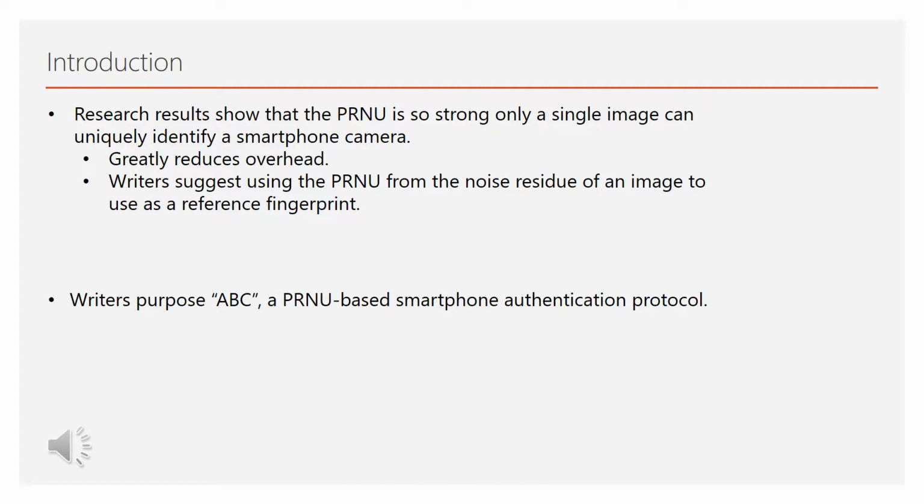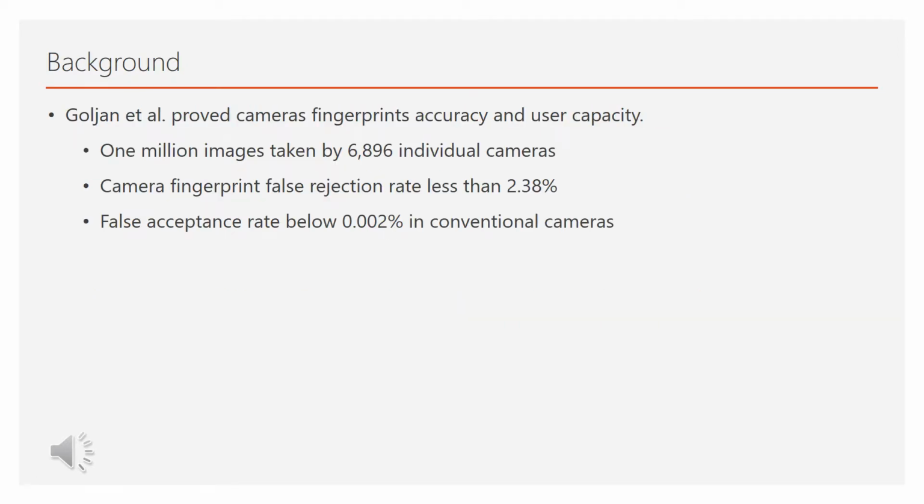The writers propose ABC, a PRNU-based smartphone authentication protocol. Goljan proved that fingerprints coming from cameras have incredibly high accuracy and low false positives. 1 million images were taken by 6,896 individual cameras. The false rejection rate was less than 2.38%. The false acceptance rate was below 0.002% in conventional cameras.